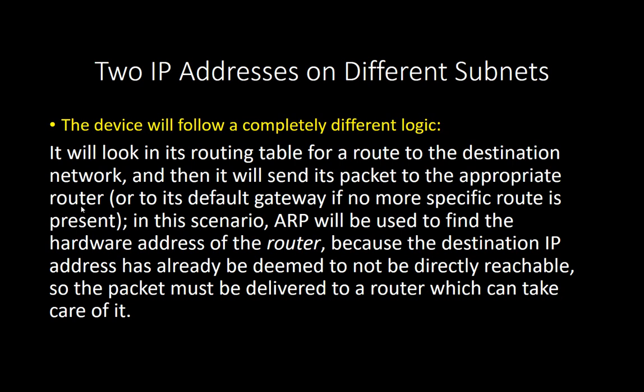So let's find out what will happen if two IP addresses are on different subnets. So the device will follow a completely different logic. It will look at its routing table for a route to the destination network, and then it will send its packet to the appropriate router or to its default gateway if no more specific route is present. In this scenario, ARP will be used to find the hardware address of the router because the destination IP address has already been deemed to not be directly reachable. So the packet must be delivered to the router, which can take care of it.